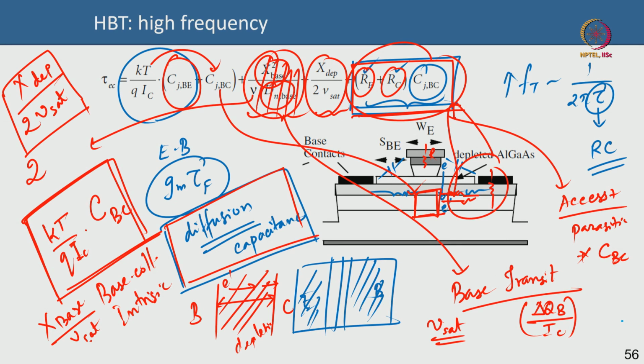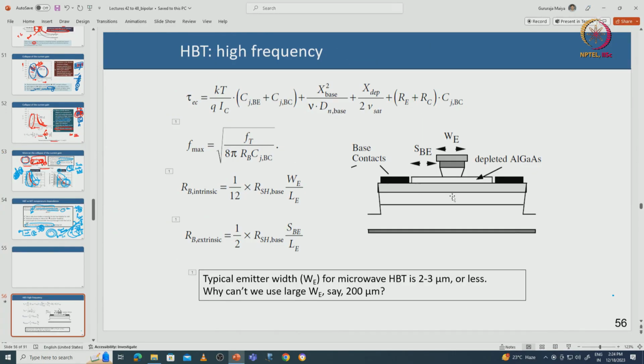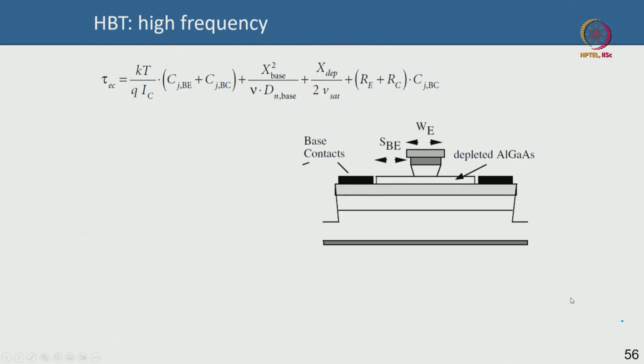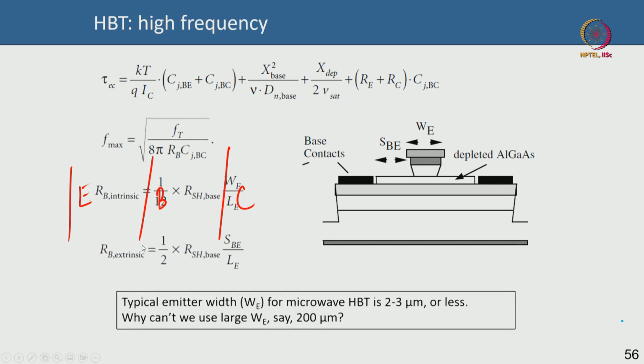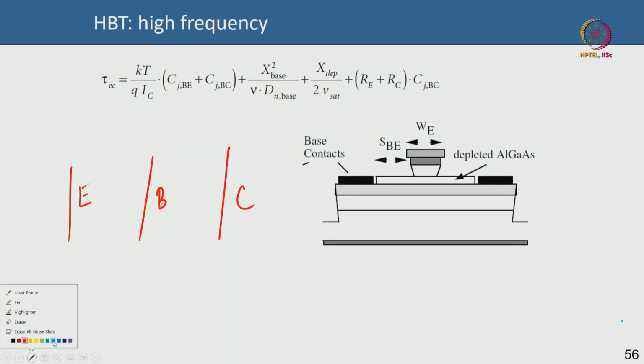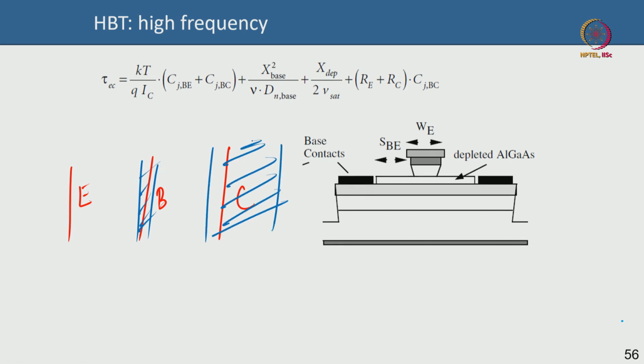So this is the overall picture of the total HBT delay. Essentially, if I represent it pictorially, you have an emitter, you have a base, and then you have a collector, and you have a small depletion here, and then a large depletion here. An electron that starts from the emitter, how long does it take to reach the collector? That is all the total delay is.